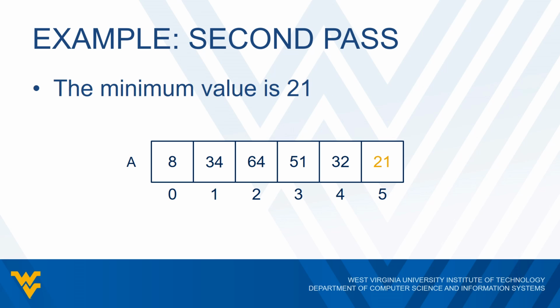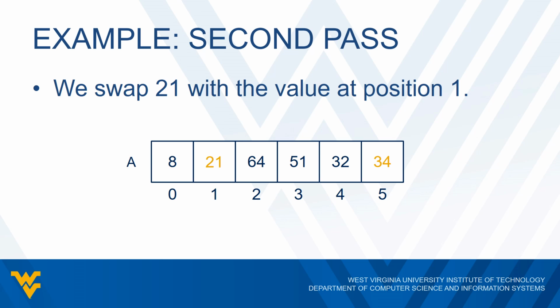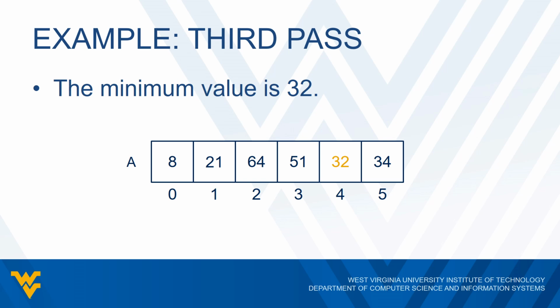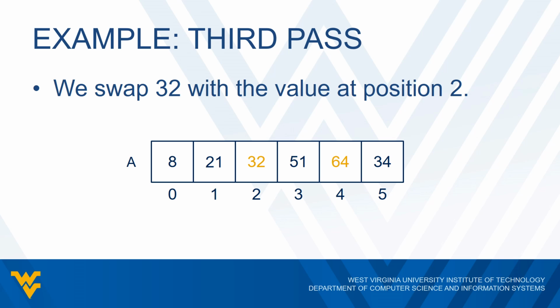We'll now search the array again for the next smallest value, and we start at A1. Here we find that the minimum value is 21, which is at A5. This means we're going to swap 21 with the value at A1. So we're going to swap 21 and 34 in this case. We'll then search the array starting at A2 to find the next smallest value. In this case, it's 32 at A4. So we'll swap 32 with the value at A2. So in this case, we're going to swap 32 with 64.